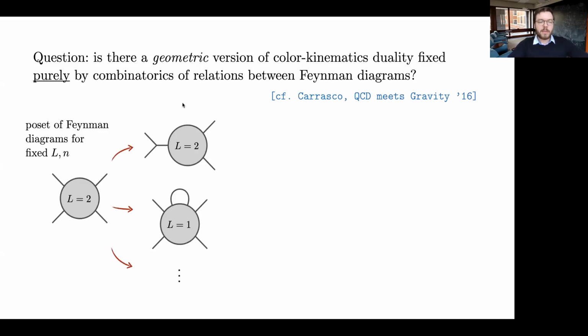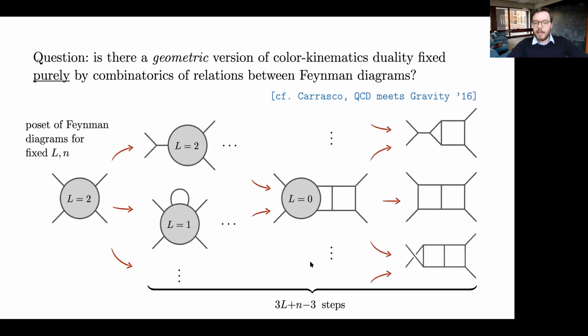So let's consider a partially ordered set of Feynman diagrams for a fixed number of loops and legs, for example, L equals 2. And at every step, we do the usual thing where we add a propagator in all possible ways. And after exactly 3L plus N minus 3 steps, we land on trivalent diagrams. And now the question we want to ask is whether the existence of these triangles here, or the way that they fit into the structure, has something to say about color kinematics duality.